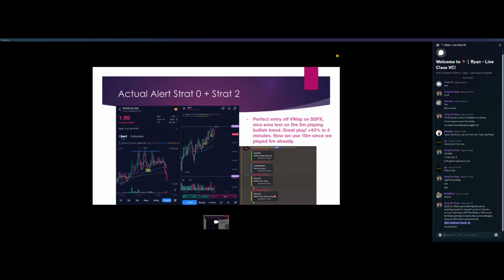Here's an actual alert that we did. Looks like you guys caught it because we got some reactions on it. Actual alert using strat 0 and strat 2. So strat 2 on VWAP, XPX, right here. This is our second confirmation. This is first and the second retest. So we play the second retest.